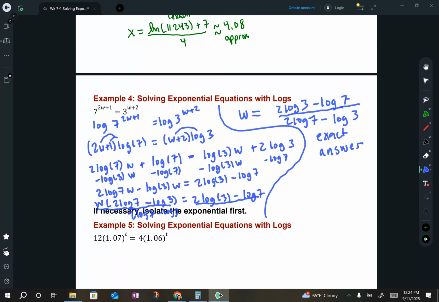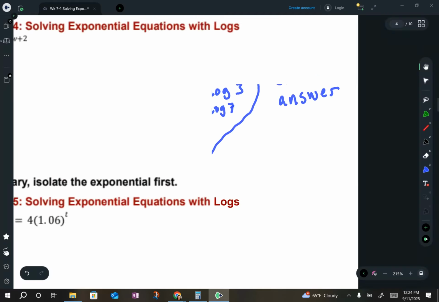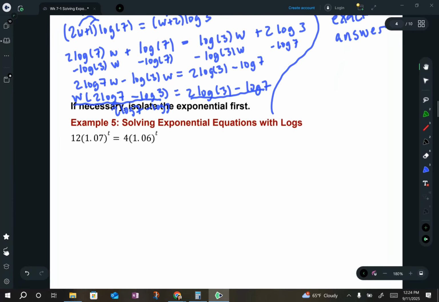Now, it would be a good exercise to get a decimal approximation for that and check. I'm not going to do it right now because I don't want this video to get too long. We have quite a few more equations to solve, but that would be a good exercise for you to do right now.